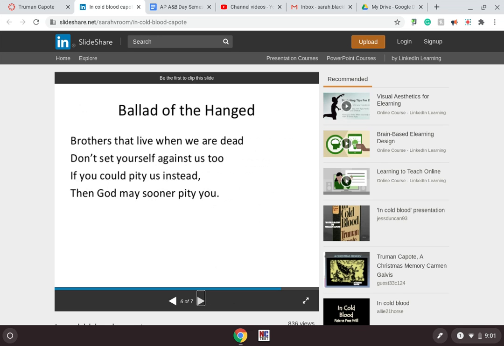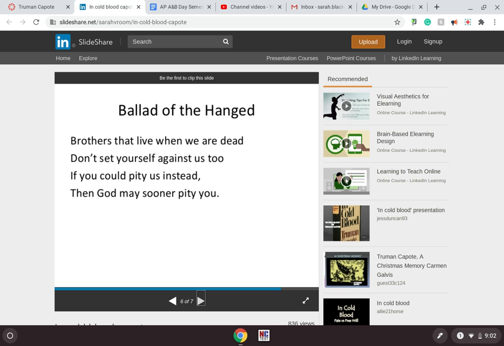So that is how we begin the book, The Ballad of the Hanged. Then we get to the title of part 1, The Last to See Them Alive. Very, very dark title for part 1 of the book. And of course, the "them" in this case is presumably the Clutter family.